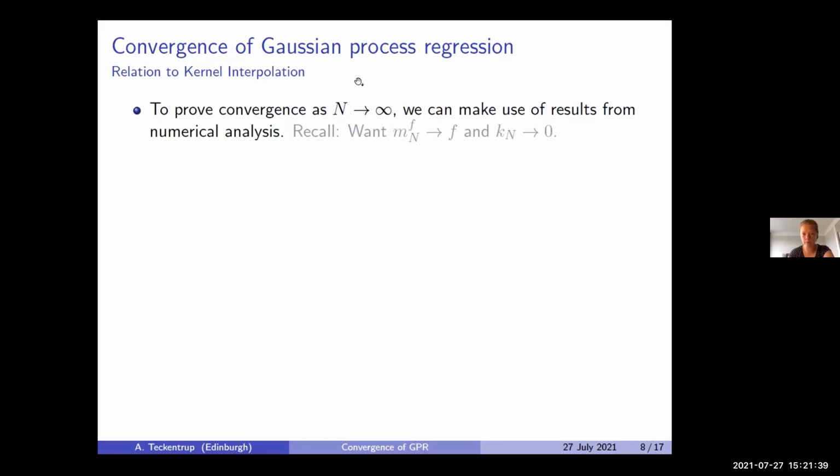As I said, what I want to do is look at what happens as n tends to infinity. In particular, I want to show you some convergence results. These are results that are more of a numerical analysis flavor. What we wanted to show is that the mean of our posterior, the mean of f given y, tends to the true function f, and the variance of the posterior, the uncertainty in f given y, tends to 0. Okay, so that was what we wanted to show.